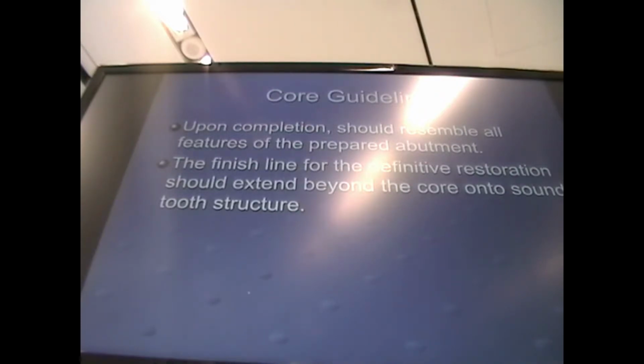The core guidelines: upon completion, should resemble all the features of the prepared abutment. Finish line for the definitive restoration should extend beyond the core and onto sound tooth structure. So, when you build up a tooth, you do a core buildup. You cannot terminate your finish line on the core, whether it's amalgam or composite or a hybrid of the two, a buildup material. You have to terminate your finish line on natural tooth. So you have to go beyond the core, go down past the core margin interface, and onto the root surface. It's very important.